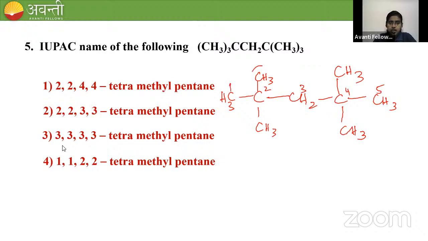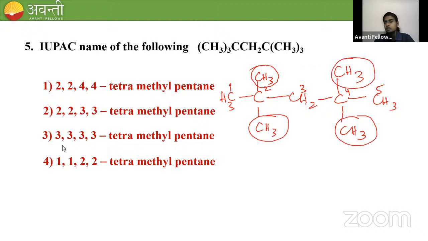Now to the second carbon, 2 methyl groups are attached. And to the fourth carbon also 2 methyl groups are attached. So now what should be the correct answer? 2,2,4,4-tetramethylpentane is the correct answer for this. So option 1 is the correct answer. Very easy. So now let us move on to question number 6.